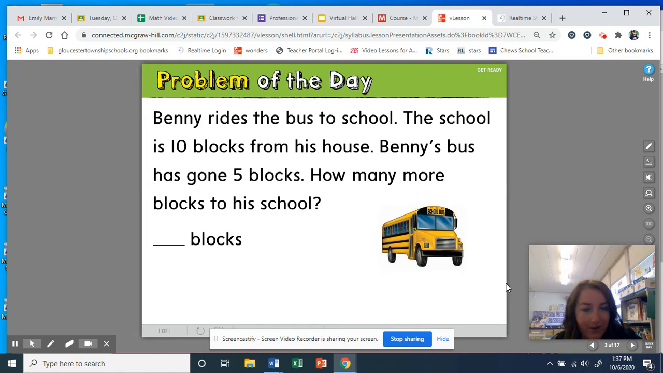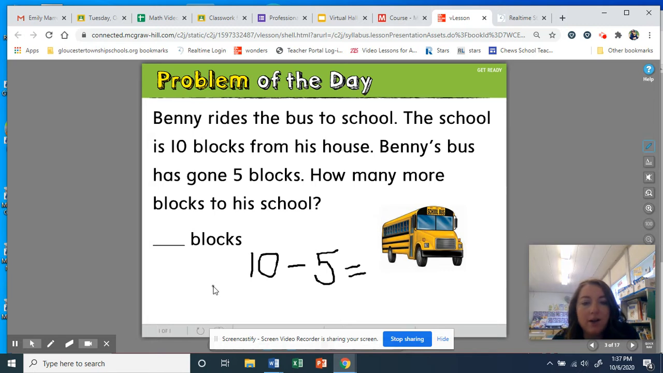So whenever we see those key words, many more, we always think means minus. Many more means minus. So we start with subtraction. We always start with the highest number. So what we're going to do is I'm going to write 10 minus, because many more means minus, 5 equals.